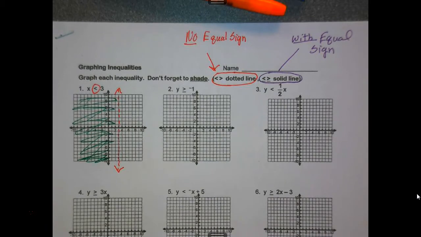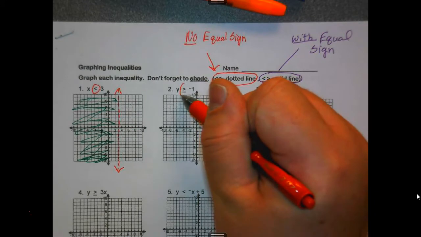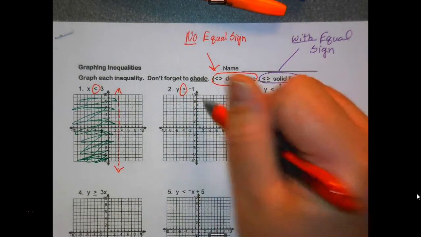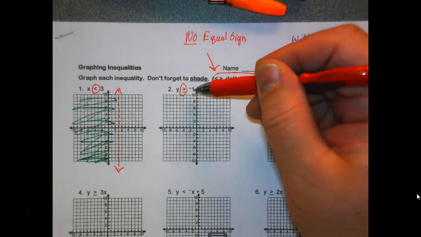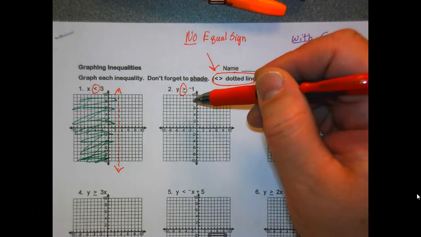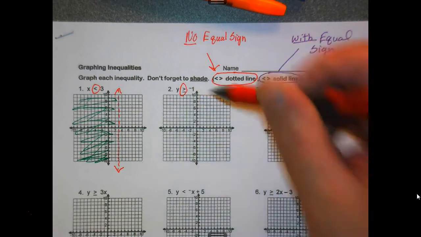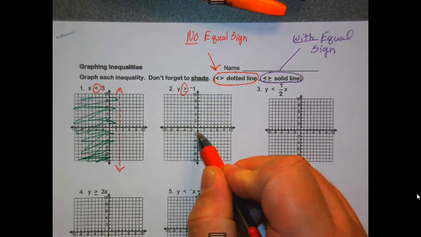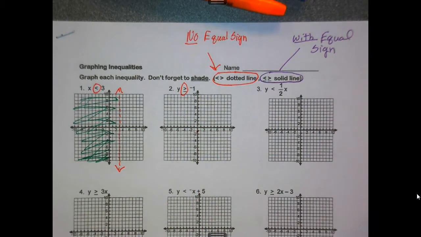Number 2, I have an equal sign here, so it's solid. And y equals a number is going to be a horizontal line. So it's a solid horizontal line at -1. So here's my y equals -1.